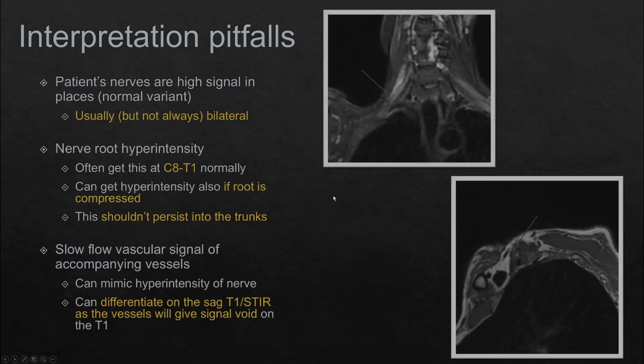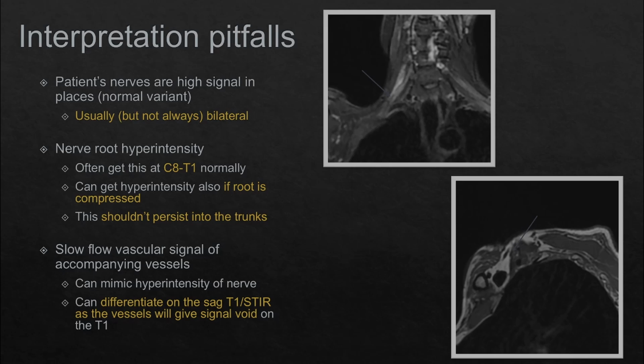Along a similar line is nerve root hyperintensity, which is often seen and associated with foraminal compression in the context of degenerative disease. You can often get this at C8 and T1, even if the roots are not compressed. However, this nerve hyperintensity should never persist into the region of the brachial plexus proper, i.e. into the region of the trunks, and if it does, then this suggests that this is pathological.